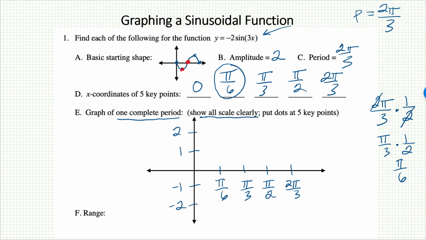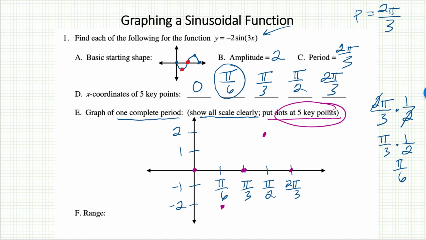I can see the x-coordinates marked for all of the key points, and I can see the y scaling as well. Now let's put dots at the 5 key points. I know that this function is the reflected sine picture. It starts at the middle, then it goes to the low. At the next key point, it'll be back at the middle. At the next key point, it'll be up at the high, and finally back to the middle.